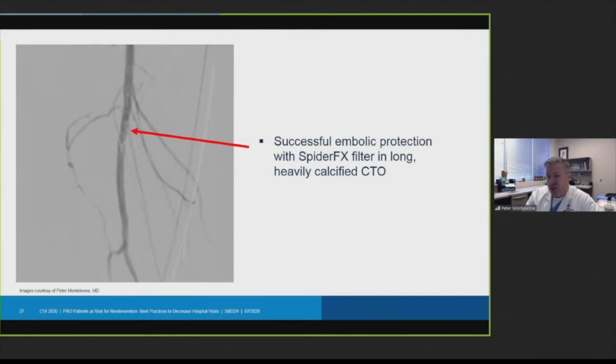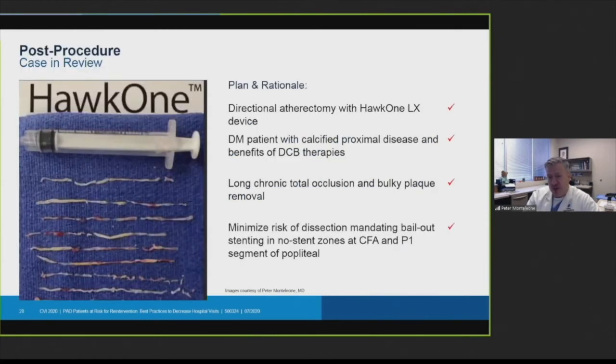Our Spider worked too. So when we think about utilization of embolic protection, particularly for long CTOs, particularly for calcified CTOs, this person had fairly good runoff, but nonetheless, we saw some material actually within the Spider and was safe and effectively removed. So with regards to our plan and rationale in this long CTO, we significantly debulked this vessel and we accomplished our goals.